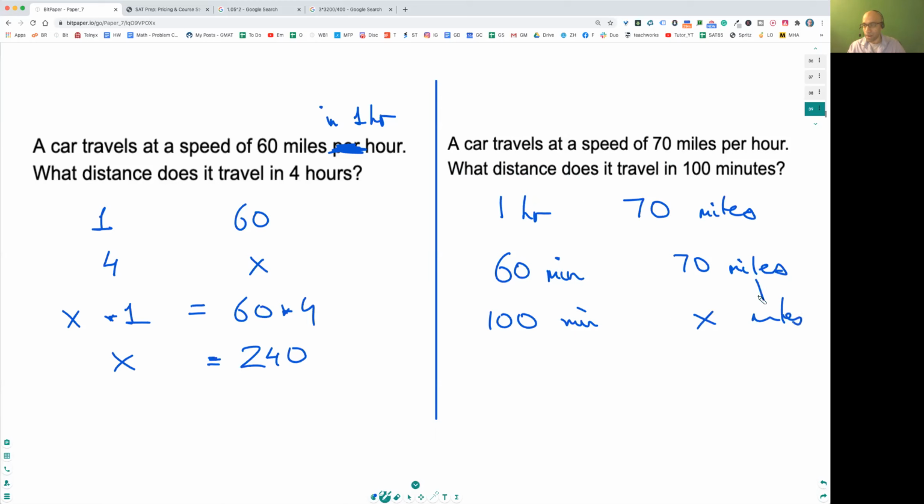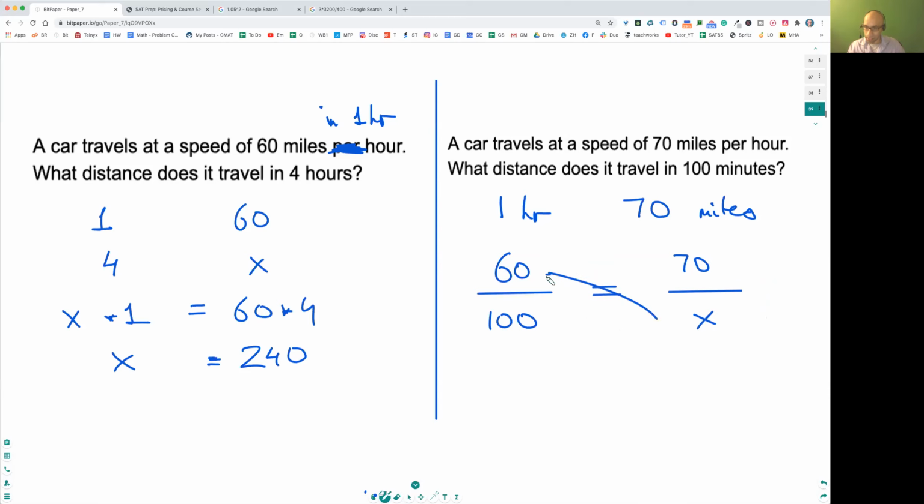Now you've got miles to miles, minutes to minutes, like this. So you've set it up correctly. Get rid of these units. Now you put in the line here, and then you put an equal sign. Well done, Suraj. Yes, excellent.